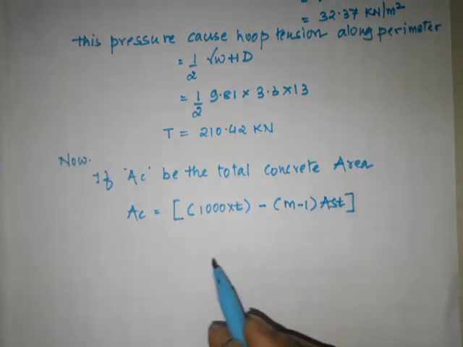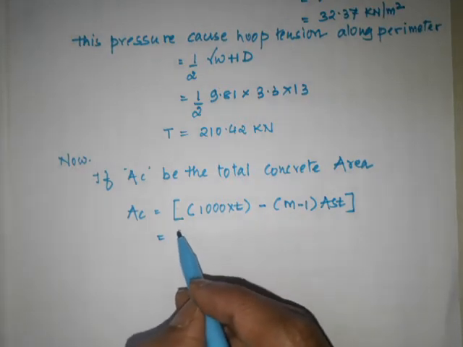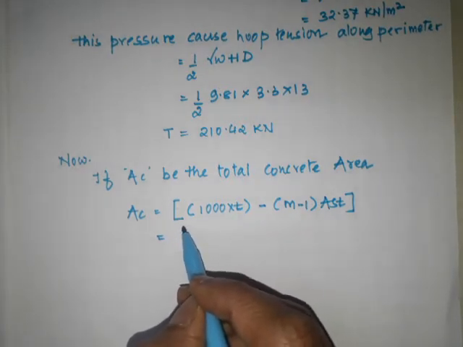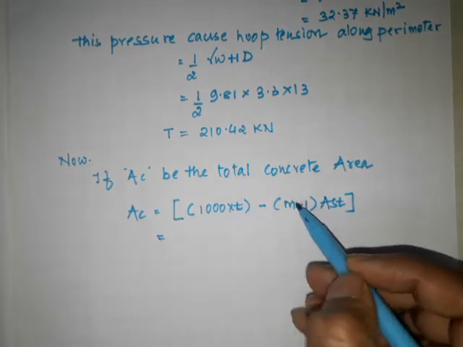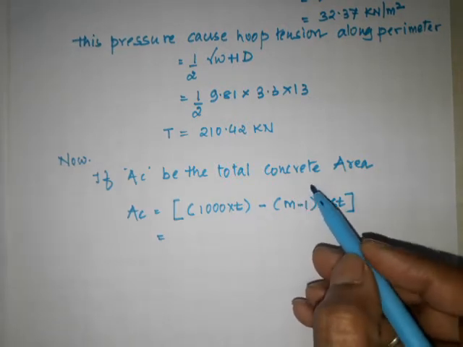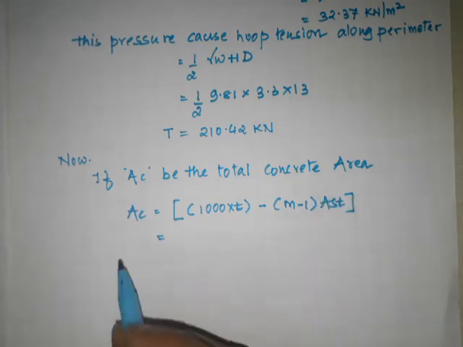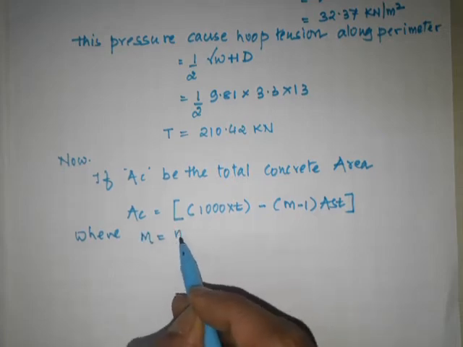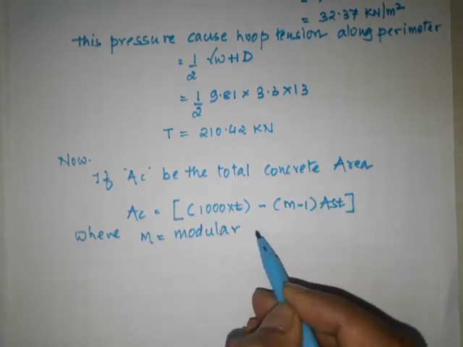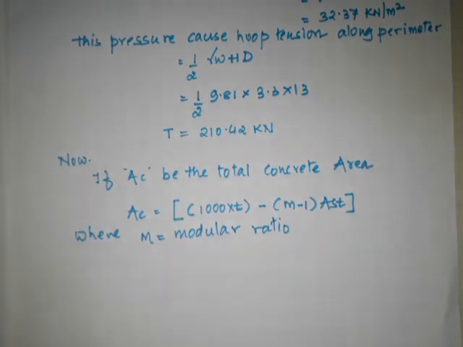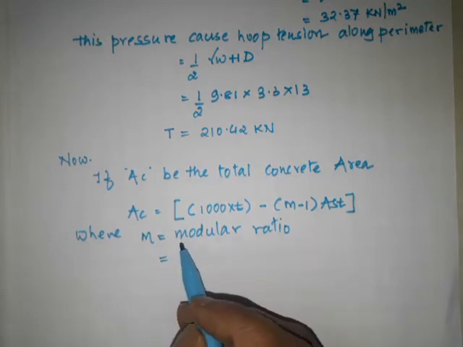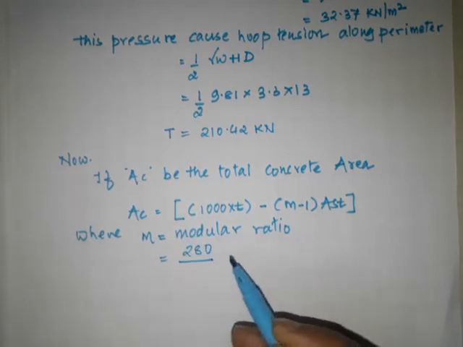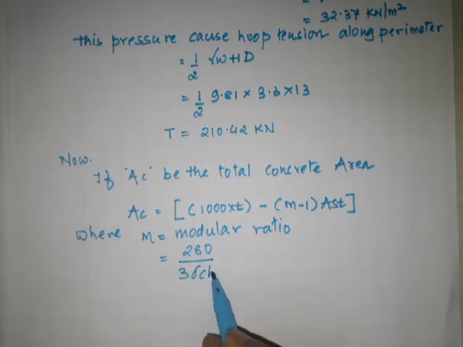Here we have to find out what is m. So m is nothing but the modular ratio. m is equal to modular ratio, which we can find out from IS 456 as 280 divided by 3 times sigma CBC.